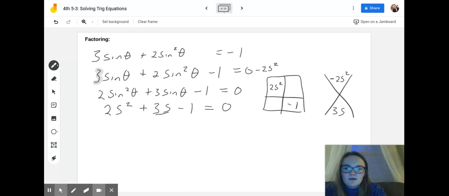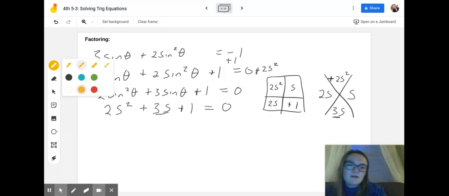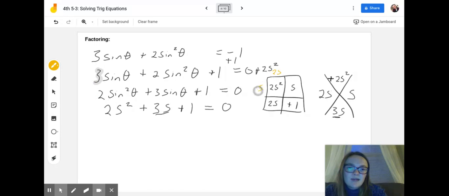In fact, I'm looking at this now, and I actually want to make this plus. I'm sorry, I think I messed this up. Yep, I was supposed to move it over by saying plus. Sorry about that. So this is actually positive. All right, so what multiplies to positive 2s squared and adds to 3s? Well, 2s times 1s. 2s plus 1s is 3s, and 2s times 1s is 2s squared. So I'm going to put those in the box, 2s and s. If I multiply these out, I want to know what multiplies to get 2s squared: 2s times s.